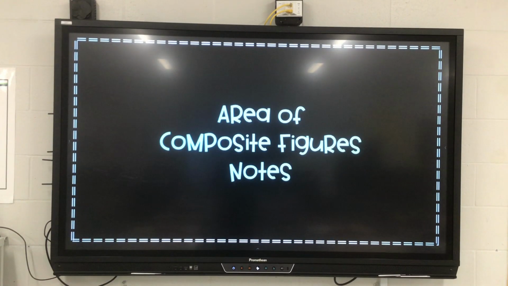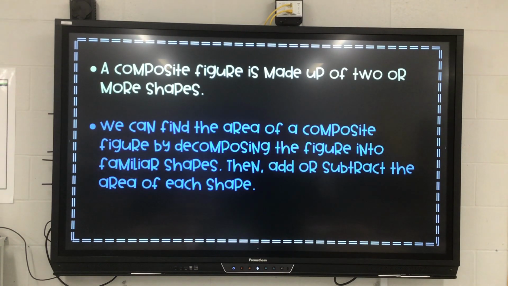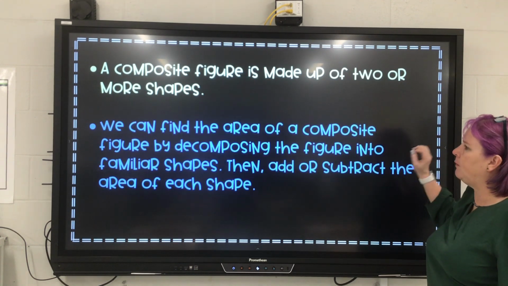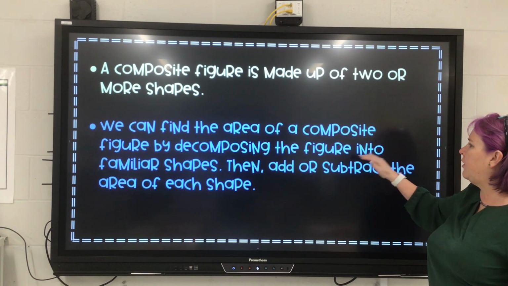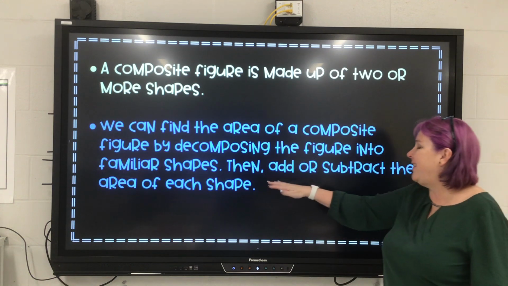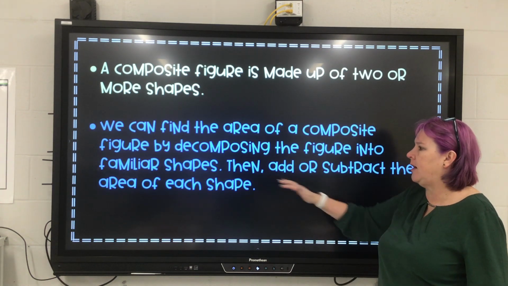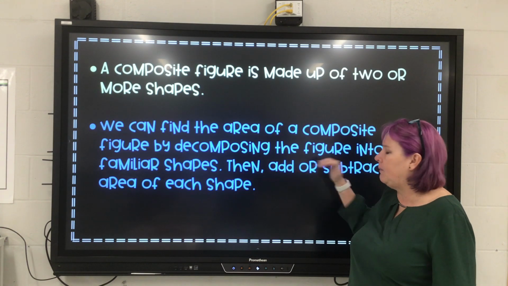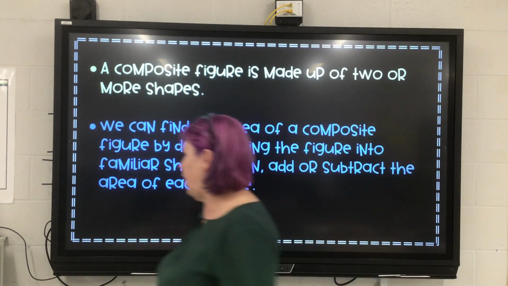Today we're doing area of composite figures. A composite figure is made up of two or more shapes. We can find the area of a composite figure by decomposing the figure into familiar shapes and then add or subtract the area of each shape. Basically, today's assignment, we're going to be adding on these shapes.